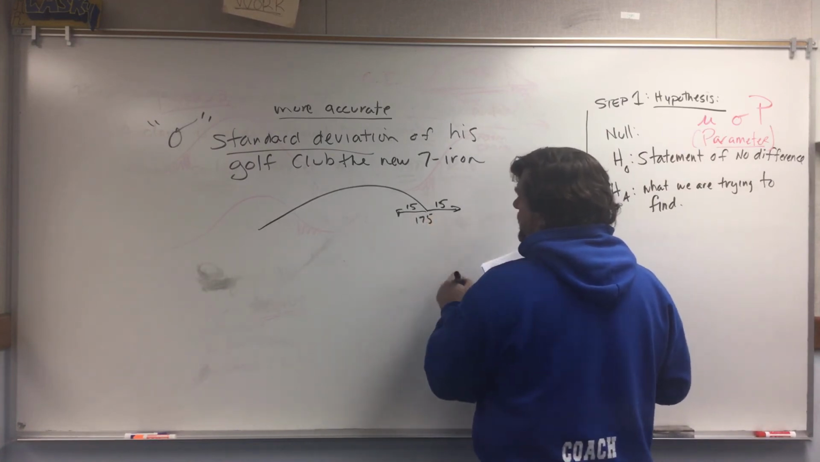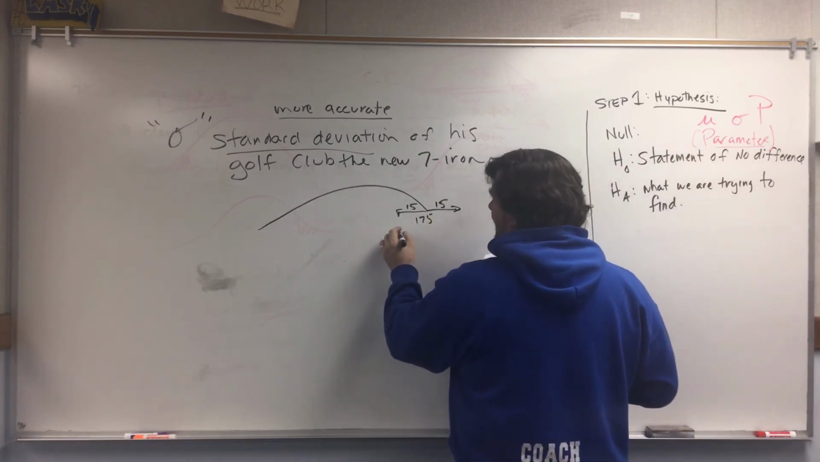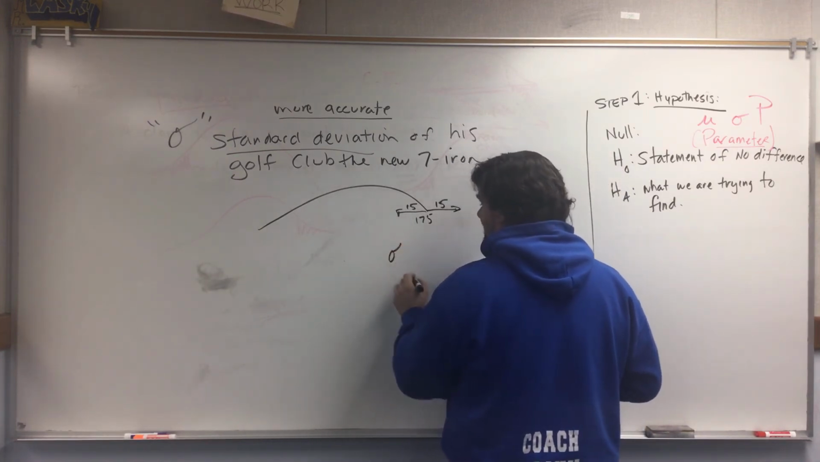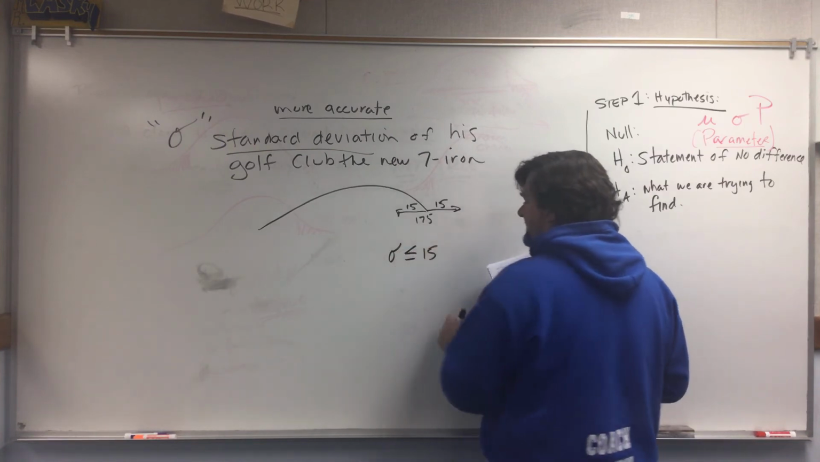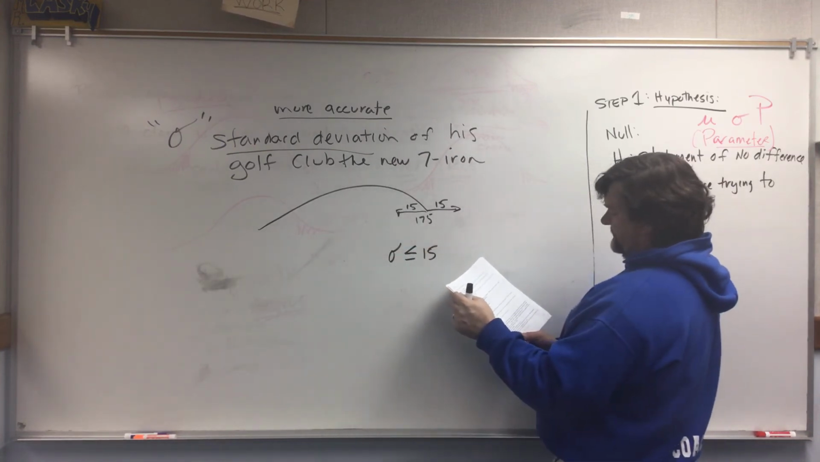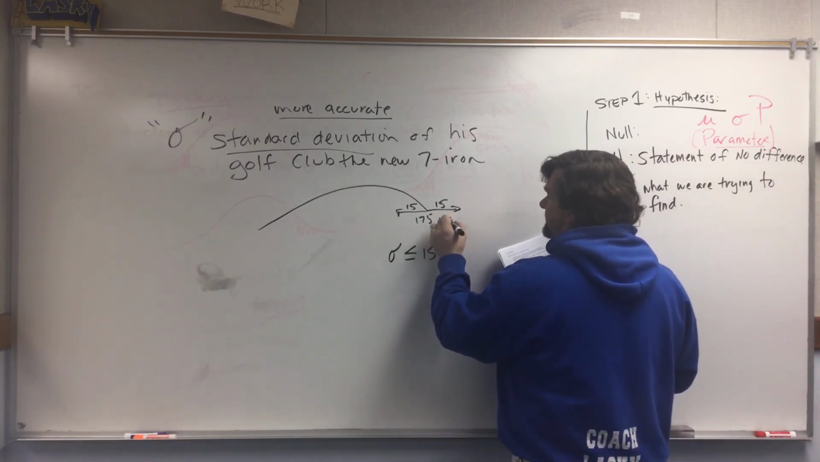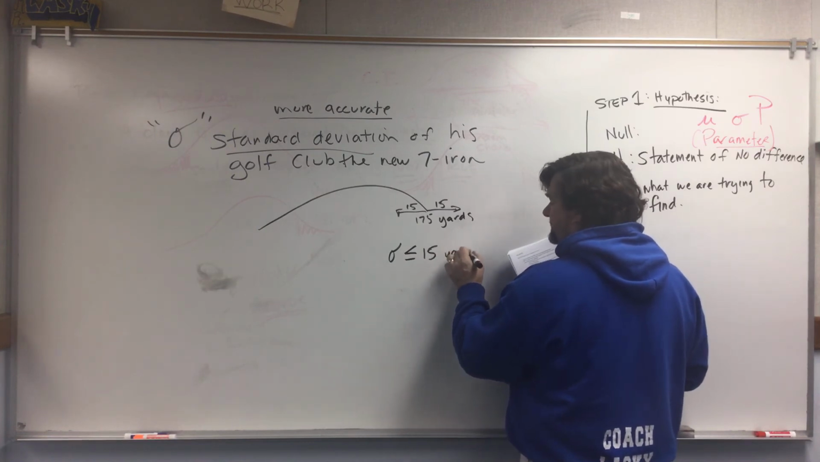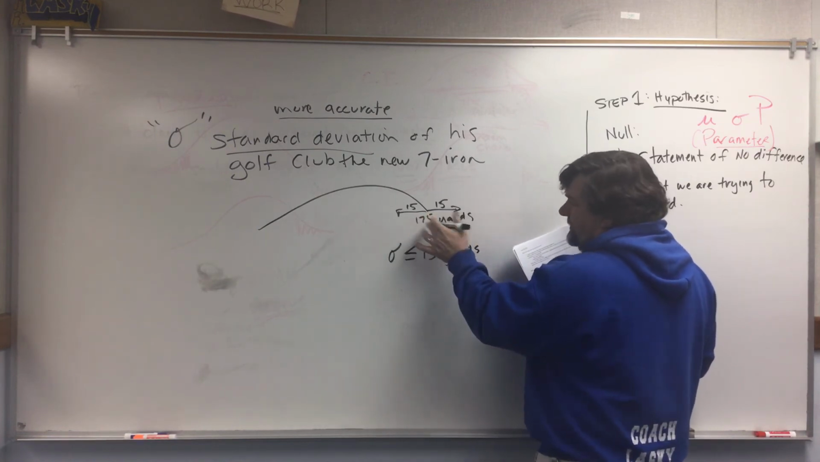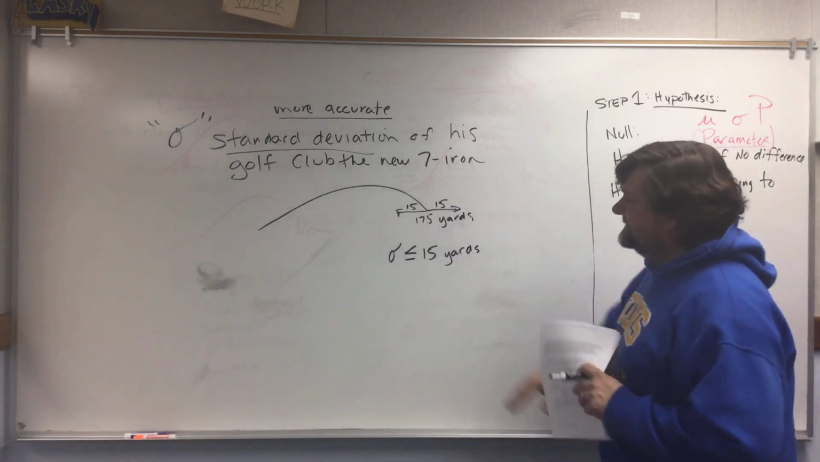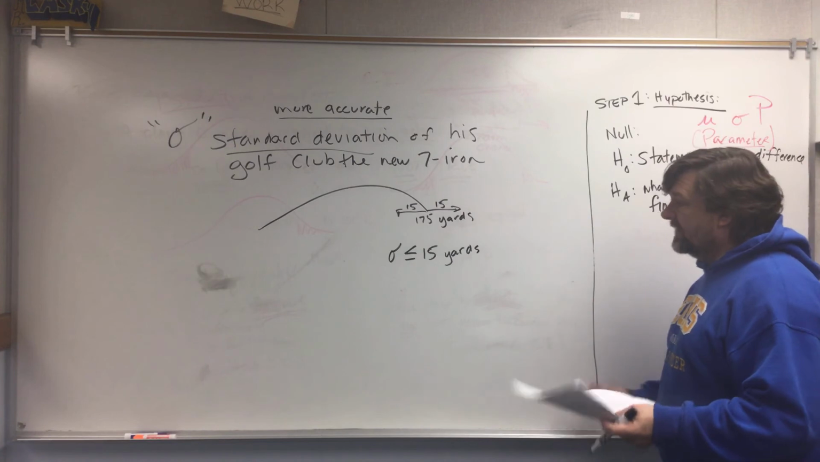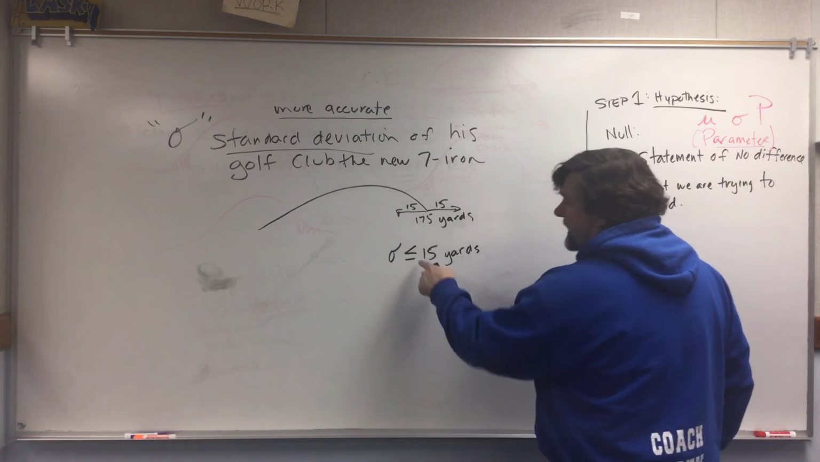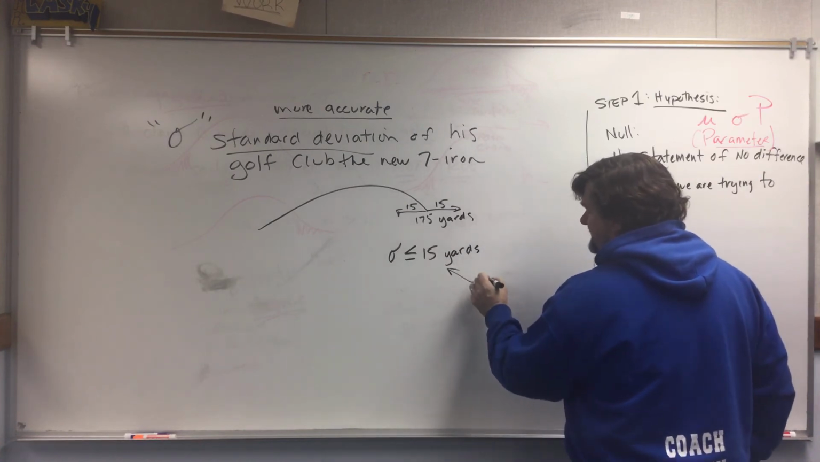He wants to know if he's going to be more accurate. He wants to know if the standard deviation is going to be less than 15. Is it 15 feet, or is it yards? Sorry, it's 15 yards, 175 yards. He wants to know if sigma is going to be less than 15 yards because he wants it more accurate. So what is our statement? First of all, it's a one-sided test, because it's less than.